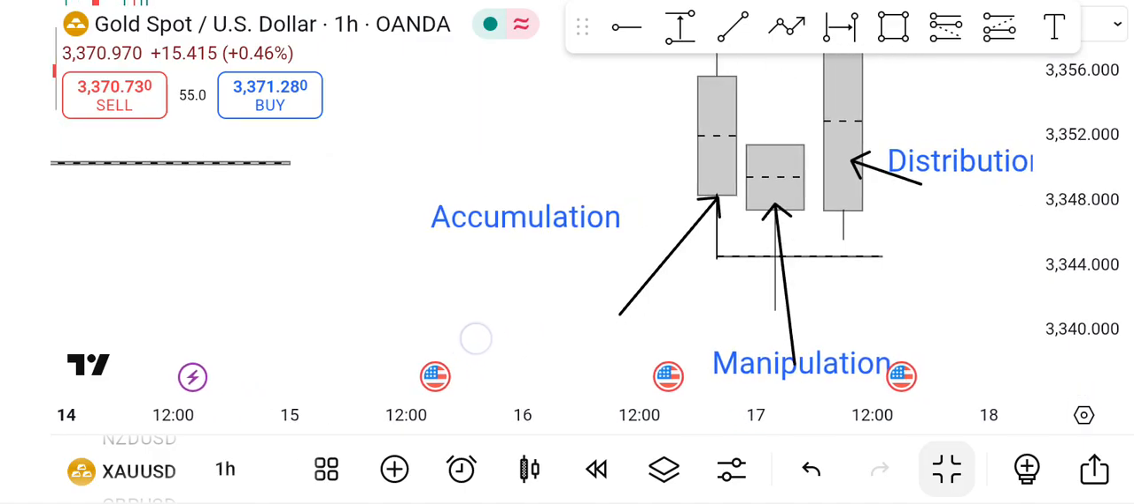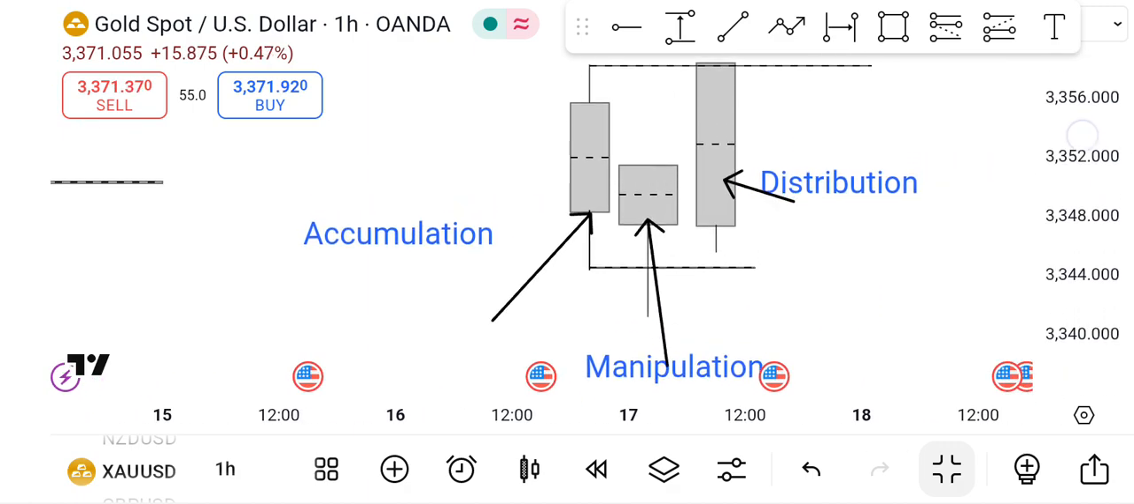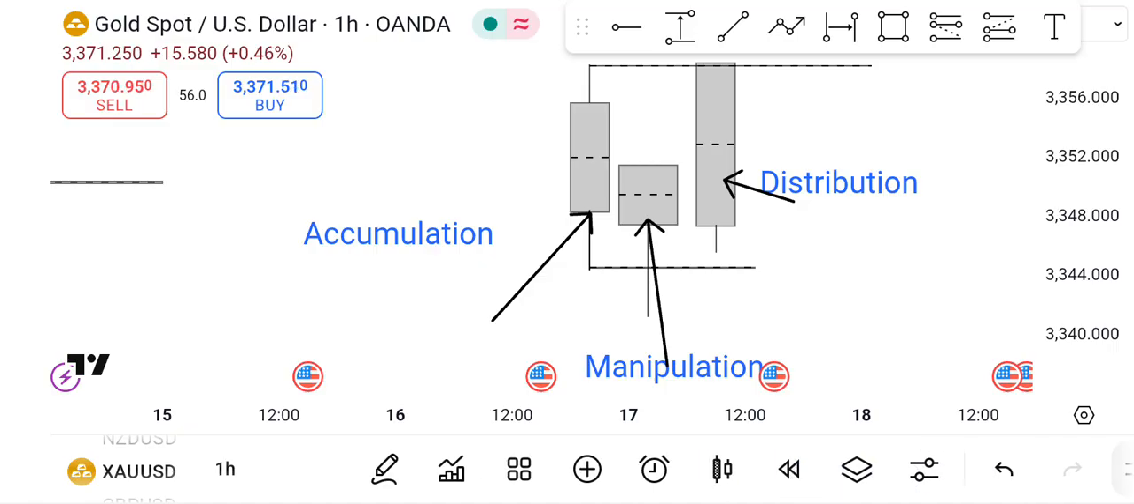So CRT, as I have mentioned, is a three candle pattern. The first candle is called the accumulation candle, the second candle is the manipulation candle, and the third candle is the distribution candle. And as I mentioned, it occurs when the second candle attacks the liquidity above or below the range high of the accumulation candle, and immediately it reverses.